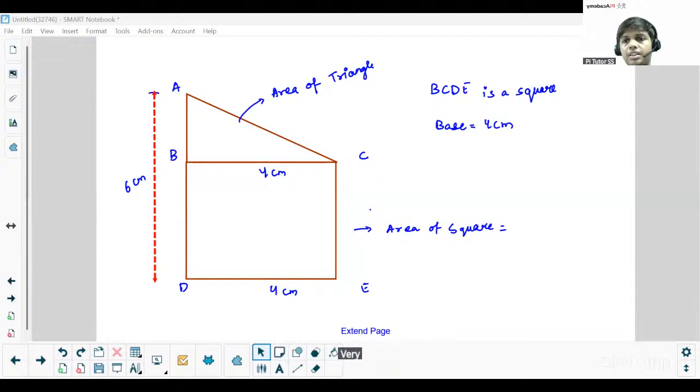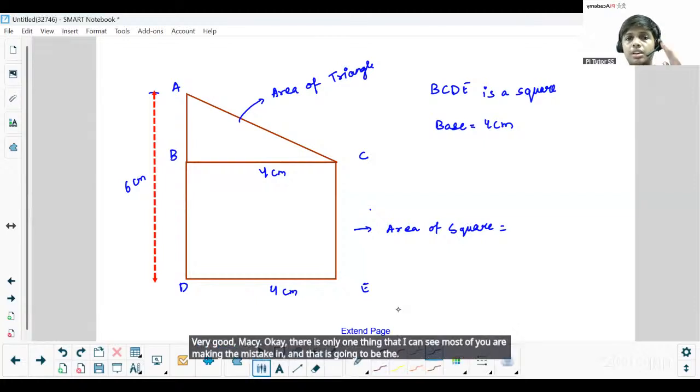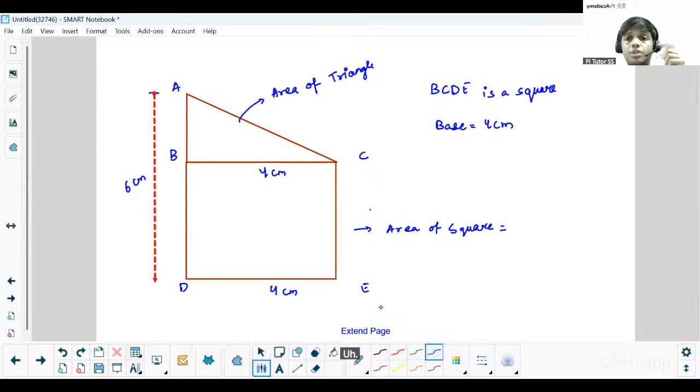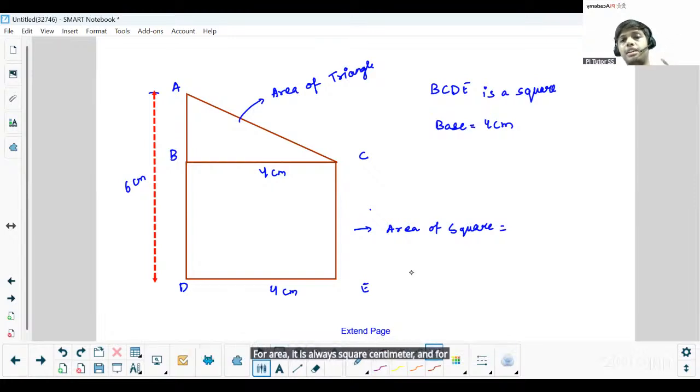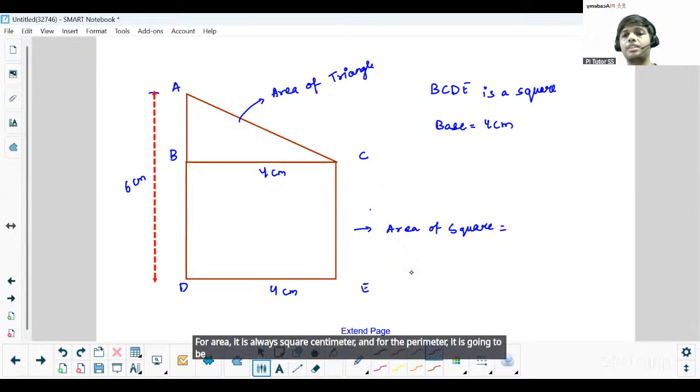Very good, Macy. Okay, there is only one thing that I can see most of you are making the mistake in, and that is going to be the units that you have to use in the question. Always remember, whenever you are going to use the units, for area, it is always square centimeter. And for the perimeter, it is going to be plainly centimeters that we need to use.